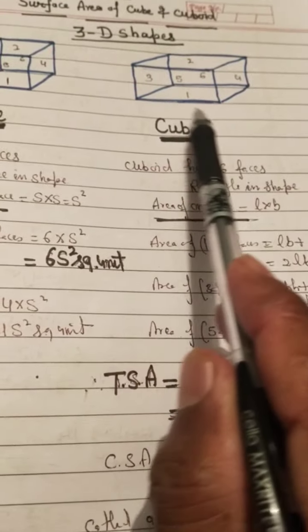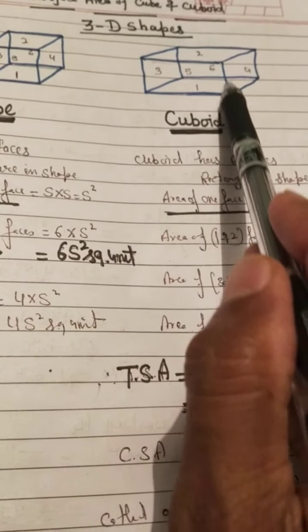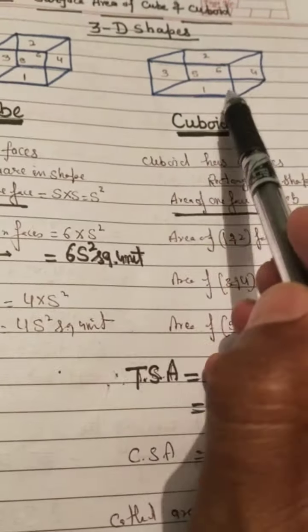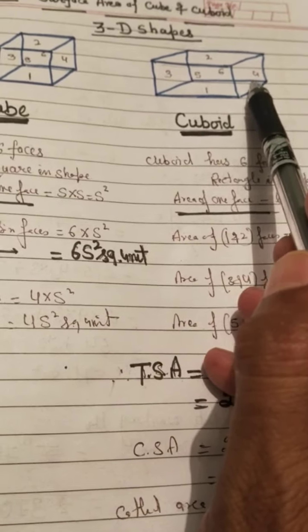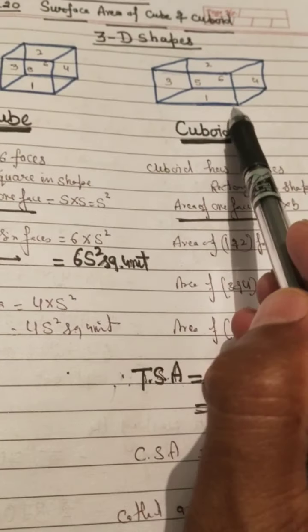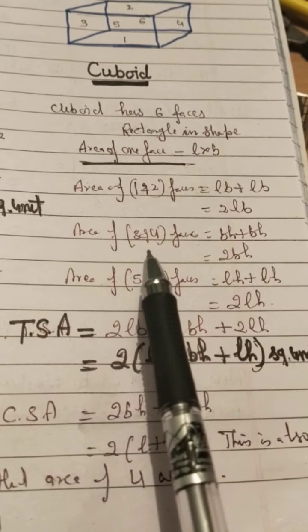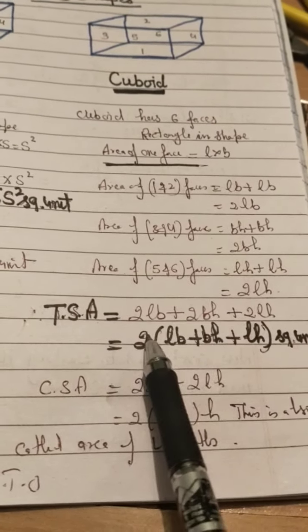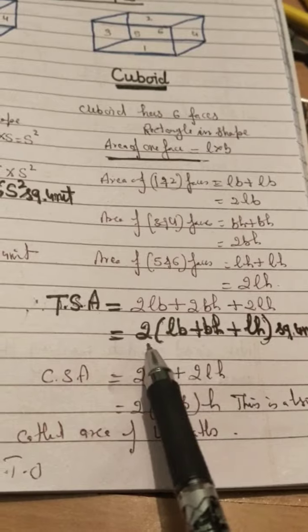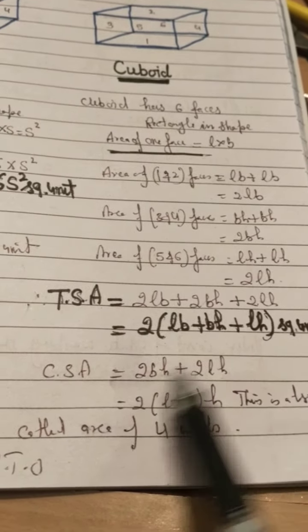So for the front face, this is length and this is height, LH plus LH. This is breadth and this height, BH and BH. And this one is length and breadth. Again this is length and breadth. So total surface area is equal to 2LB plus 2BH plus 2LH, that is 2 common, (LB plus BH plus LH) square unit.